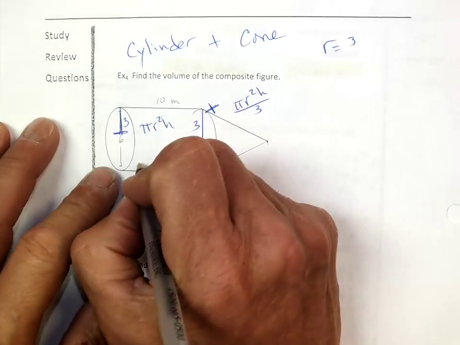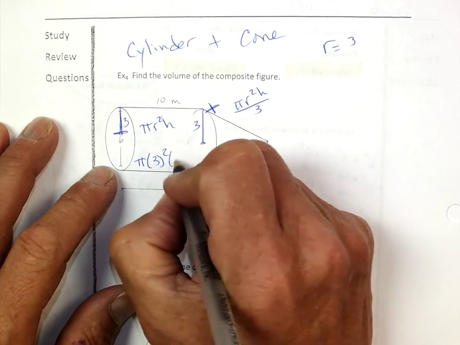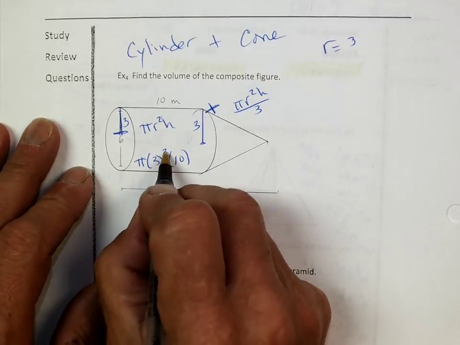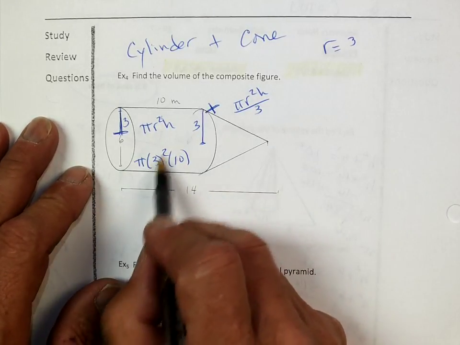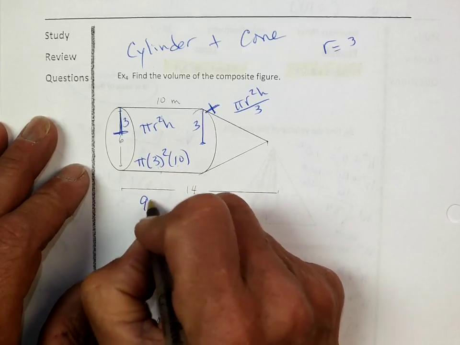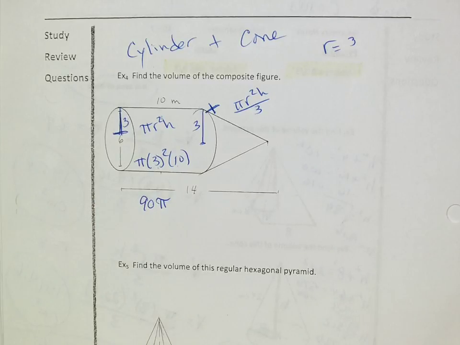So this one's going to be pi times 3 squared times 10, right? Which is going to be 9 times 10, which is 90. Okay, so the cylinder is 90 pi. Now I'm just going to keep mine in terms of pi because I like it that way. I like things in terms of pi because I'm a math guy.